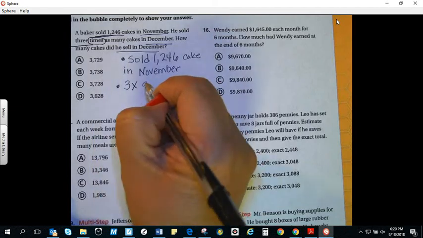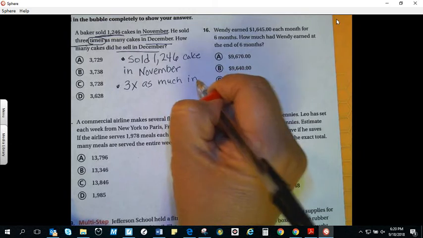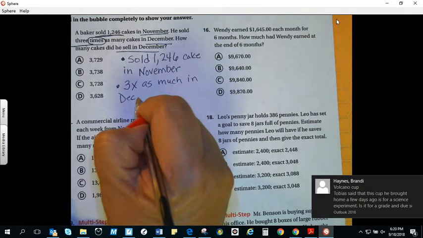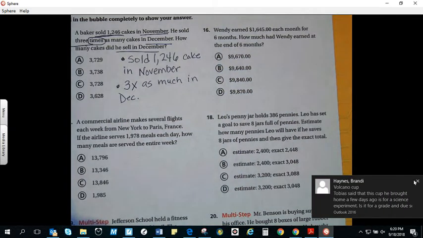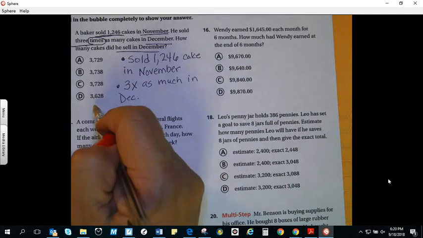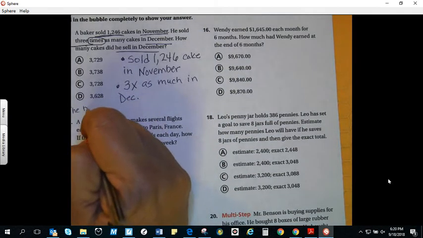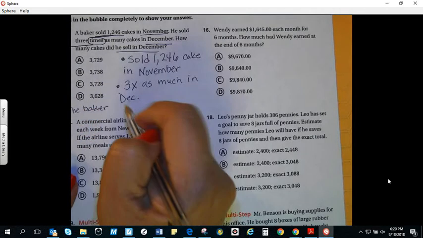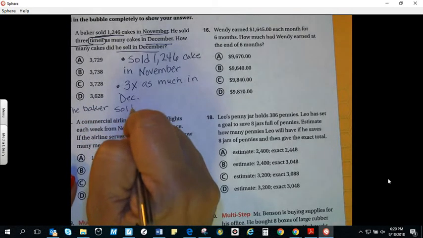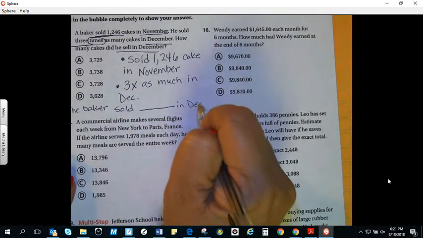times as much in December. Question is, how many did he sell in December? So I'm going to put the baker sold blank in December.